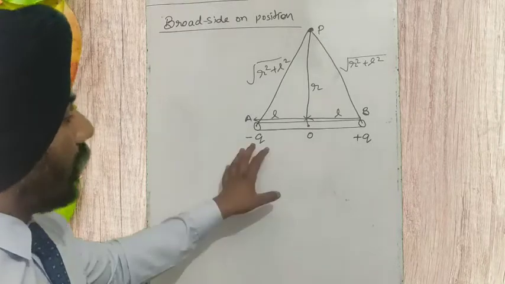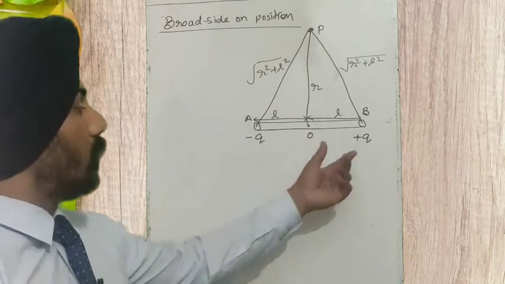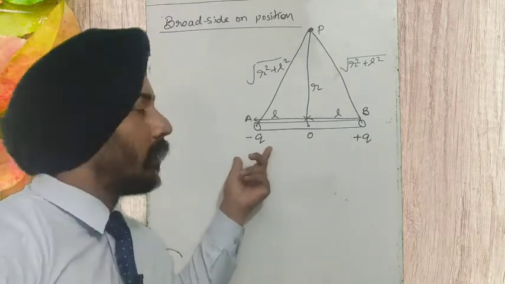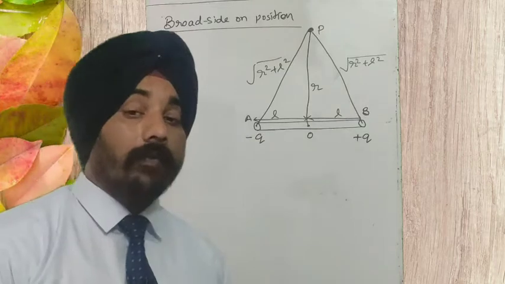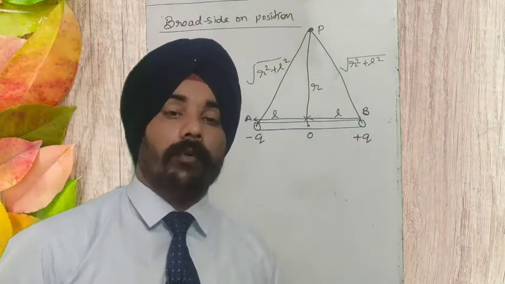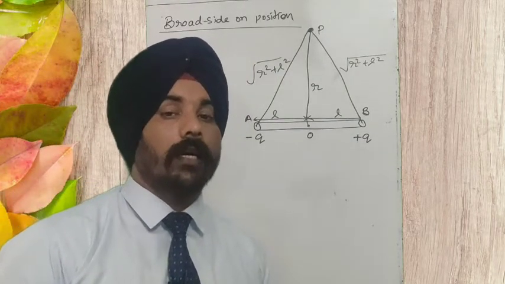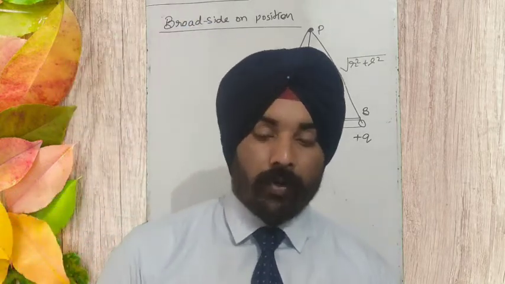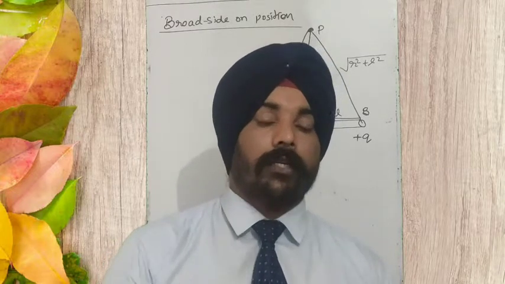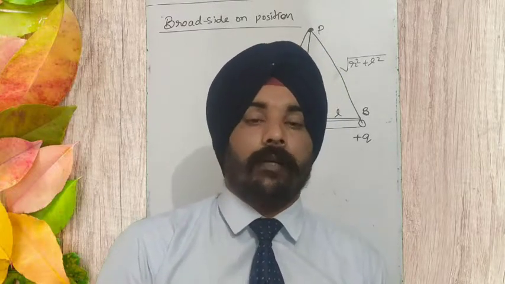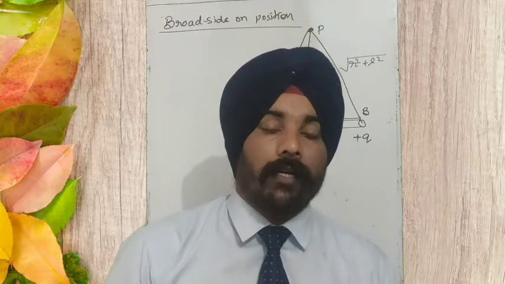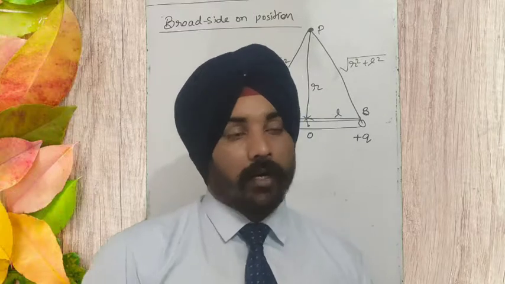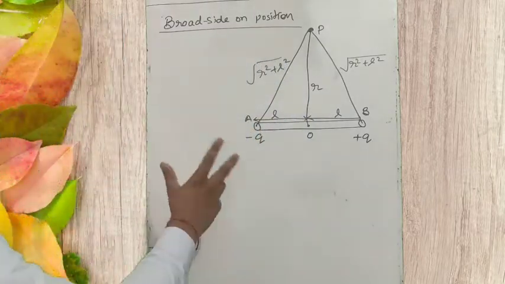As I told you in the last lecture, due to the positive charge electric potential is positive, and due to the negative charge electric potential is negative. And one more thing you have to remember: potential is a scalar quantity, not a vector quantity. So when we calculate individually the electric potential at any point due to the positive charge and due to the negative charge, then to find the total potential we need to add them together algebraically.